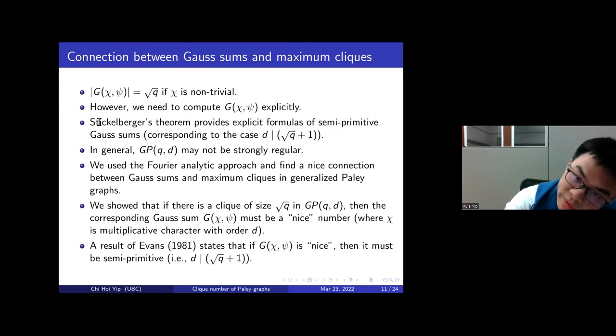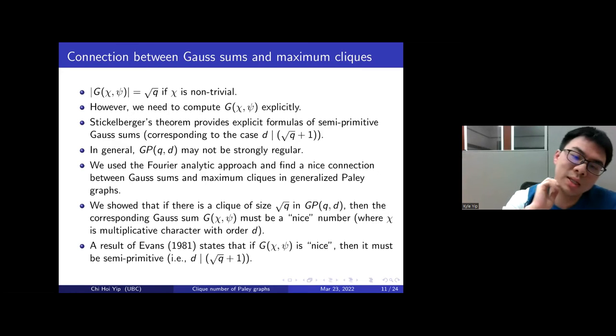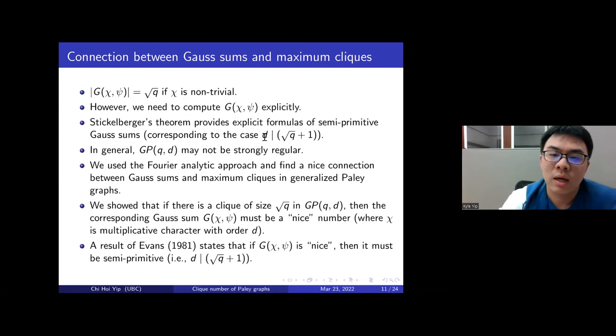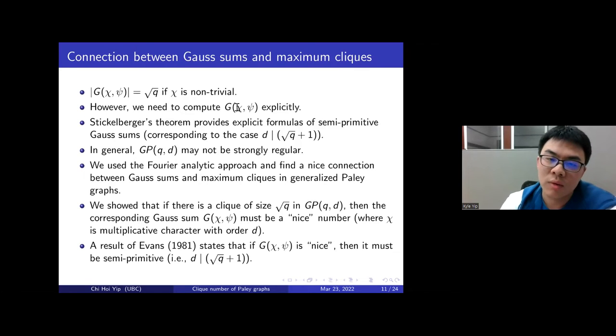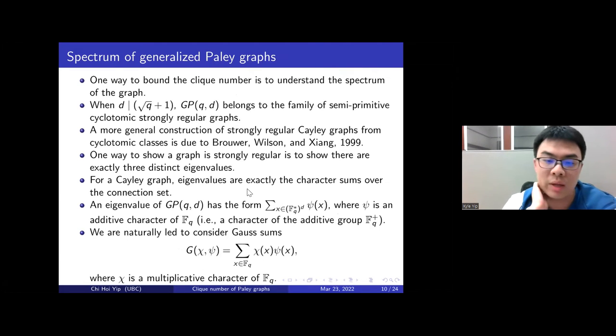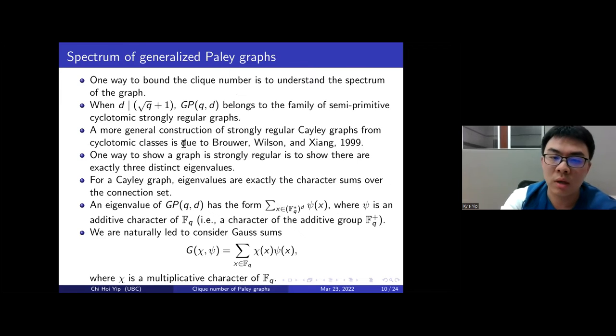However, for a special family of Gauss sums, namely semi-primitive Gauss sums, which is something Shamil has mentioned about semi-primitive cyclotomic classes, they are basically the same object. In our case, where D divides square root Q plus one, this kind of Gauss sum actually corresponds to semi-primitive Gauss sums. And in that case, we can use the Stickelberger theorem to find explicit formulas for the Gauss sums. And once we know the explicit formula for these Gauss sums, we can go back to our character sums to compute the eigenvalues. And that's how Brouwer, Wilson, and Xiang show that this kind of construction of a Cayley graph on a union of cyclotomic classes is a strongly regular graph.